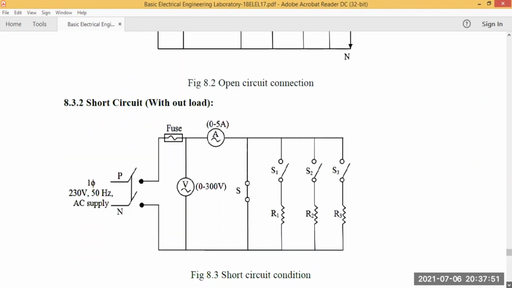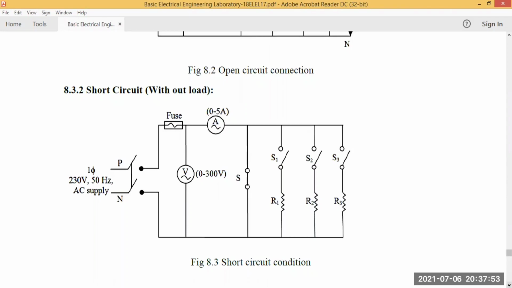And for short circuit without load, we are not applying the load, but we need to do the short using switch S. Here there is a single phase supply. It is connected to the fuse, and the fuse is connected in series with the ammeter, which is 5 amps. And there is S, another switch, which is shorted and connected to the phase. The remaining three resistances are connected in parallel to the circuit, but not connected to the load. Without applying load, we need to do the short circuit condition.